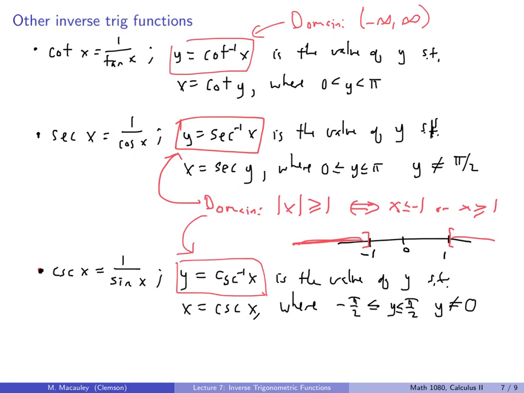So what I want you to do is don't worry about these three. They're there, but they don't come up that much. What I want you to do is focus on remembering inverse sine, inverse cosine, and inverse tangent.